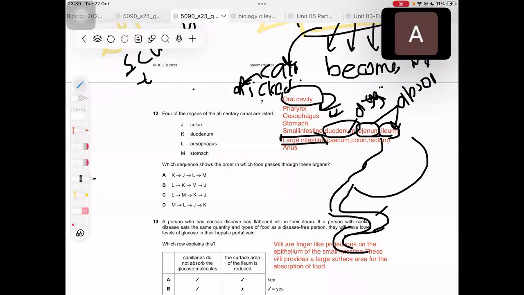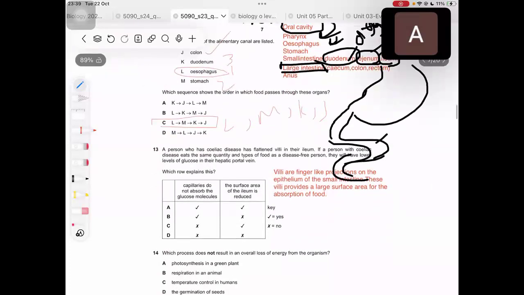So basically this is an easy question, they're only asking for the order. So you can see colon will become the last, because it's part of the large intestine, and esophagus should come as the first option, then stomach, then the duodenum. So it's L, M, K, and J. Answer is C.